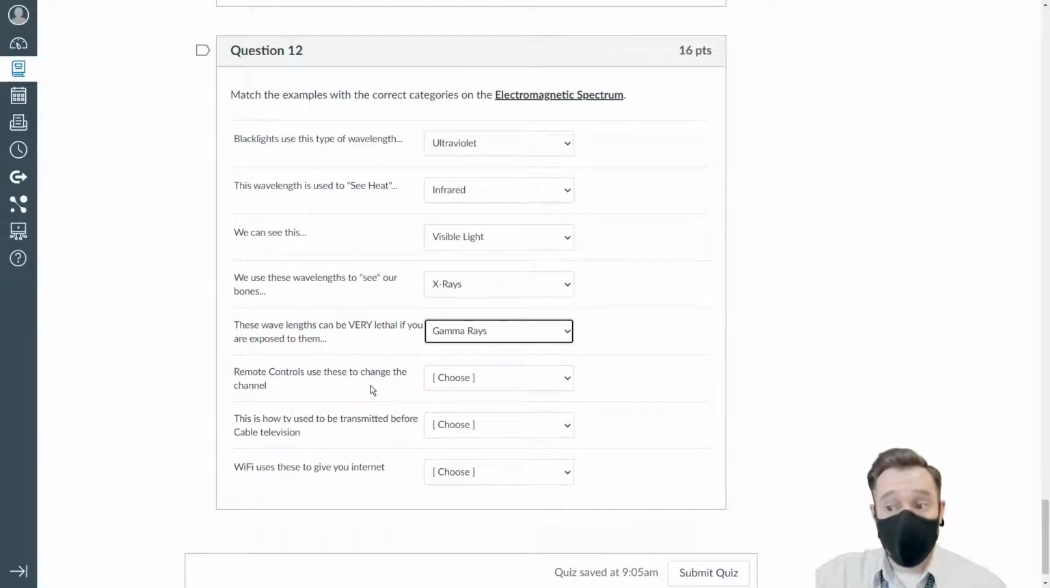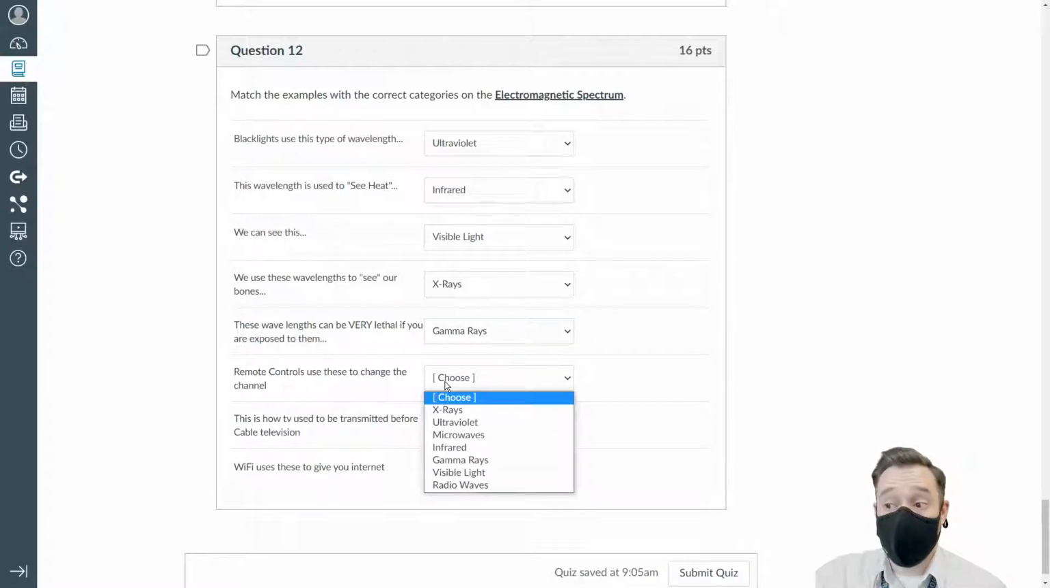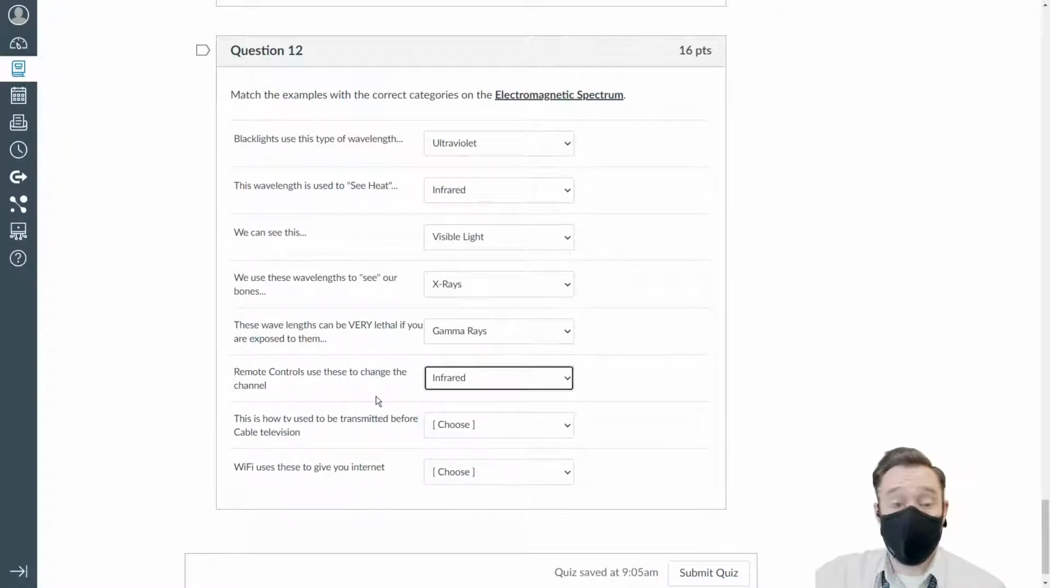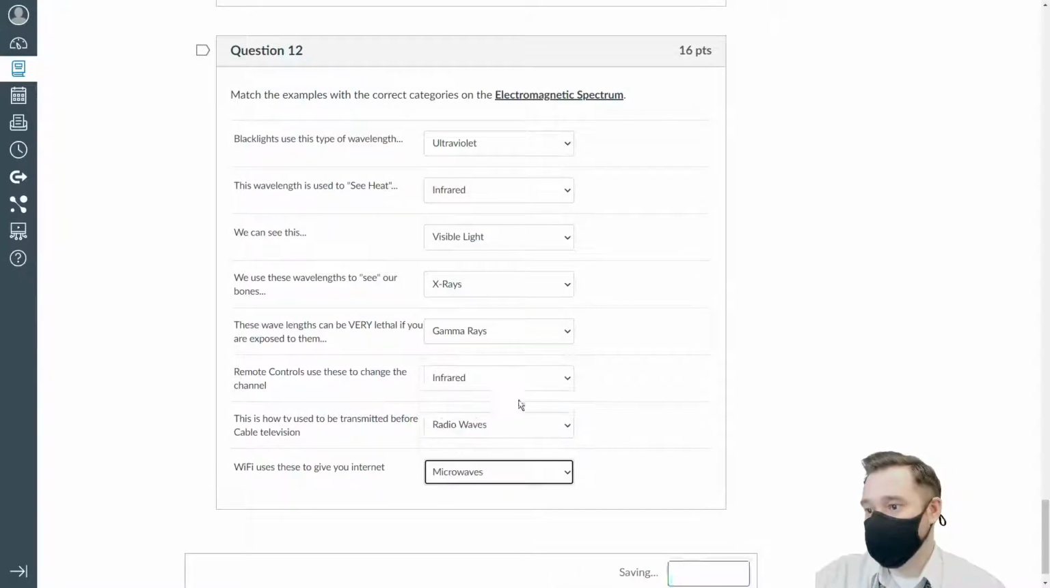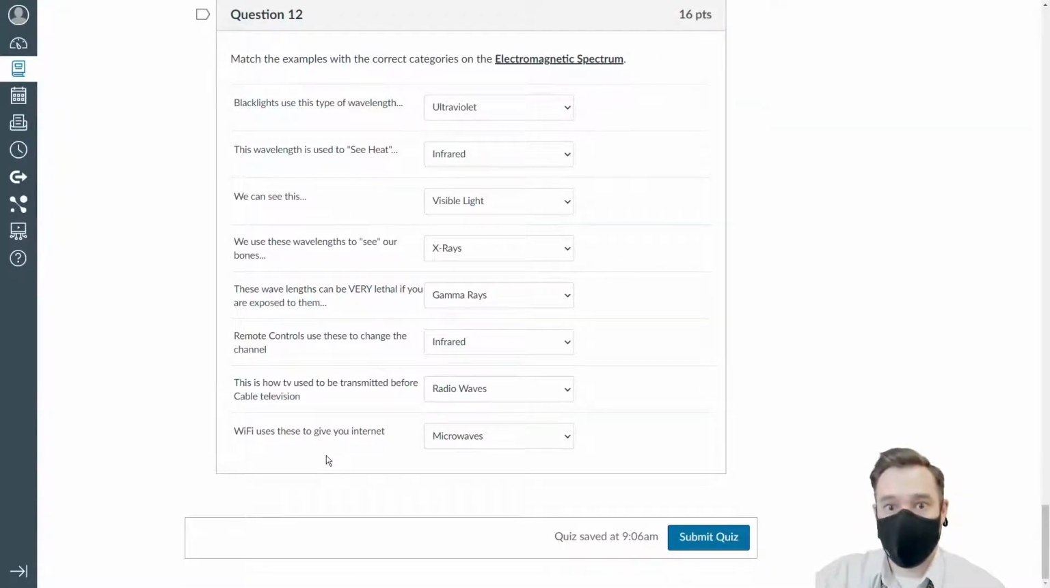All right, so remote controls use these to change the channel. This is going to be infrared. It's like an IR remote. IR is infrared. This is how TV used to be transmitted before cable television. Radio waves, good. And Wi-Fi uses this to give you internet. What is it, Jeff? Microwaves. They also give you hot pockets.